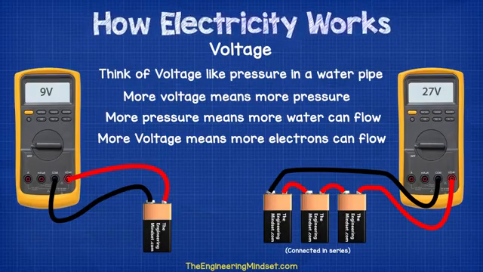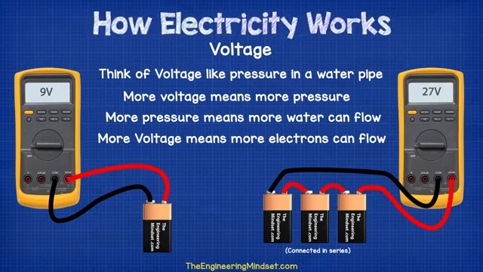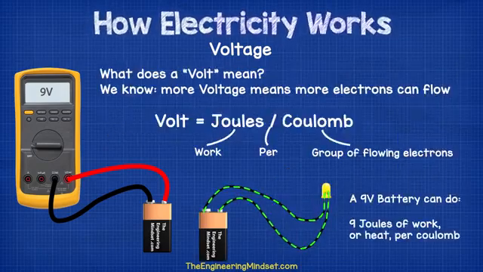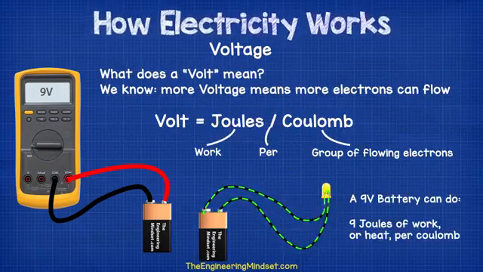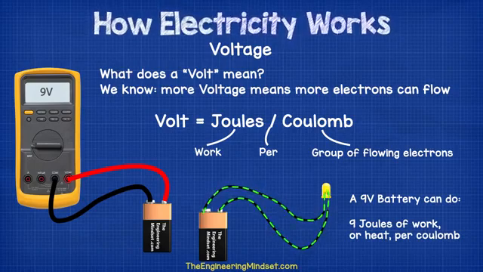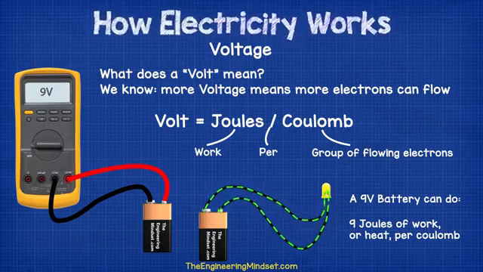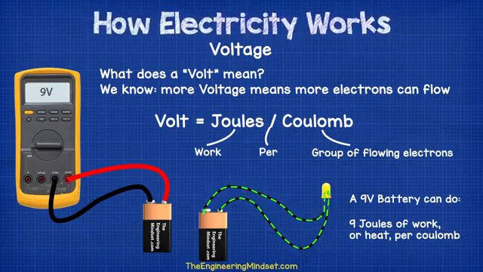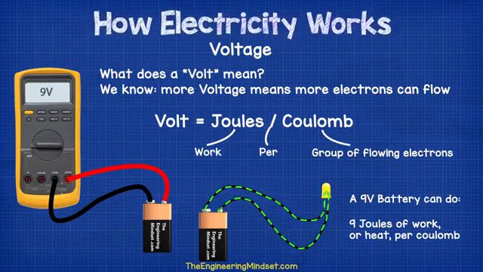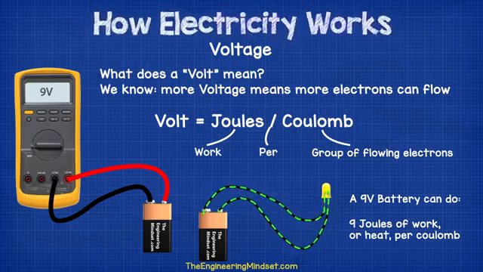Voltage is a pushing force of electrons within a circuit. It's like pressure in a water pipe. The more pressure you have, the more water can flow. The more voltage you have, the more electrons can flow. But what does a volt mean? Well, a volt is a joule per coulomb. And a joule is a measurement of energy or work, and a coulomb is a group of flowing electrons. We'll have a look at what a coulomb is in just a second though.